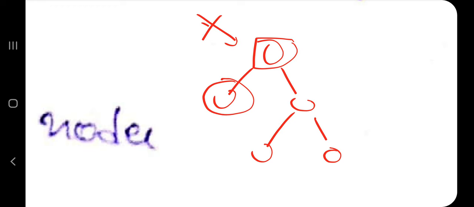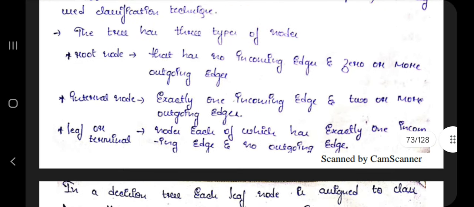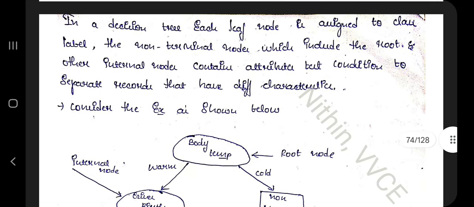And this is the internal node. It has incoming as well as outgoing edges. And what is the external node, which is the leaves? It does not have any outgoing edges at the end. Okay, those are all the points you have to mention. See here, the same things are mentioned in what I told, so you can go through it. That is about the decision tree.